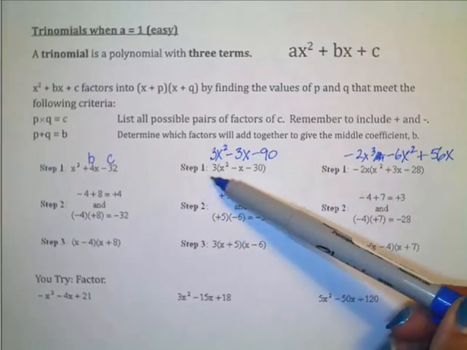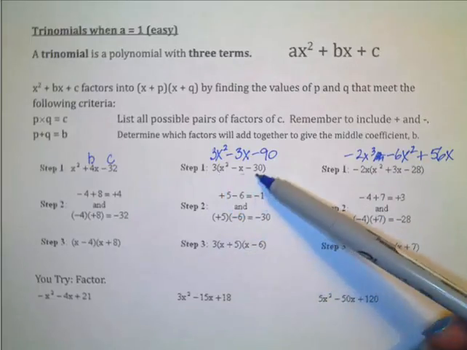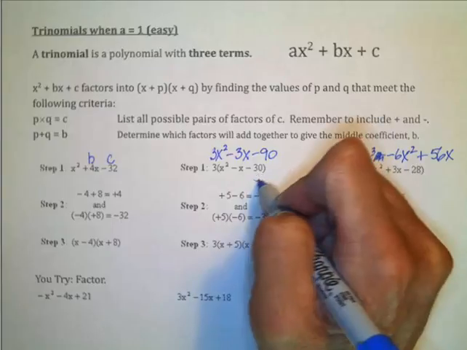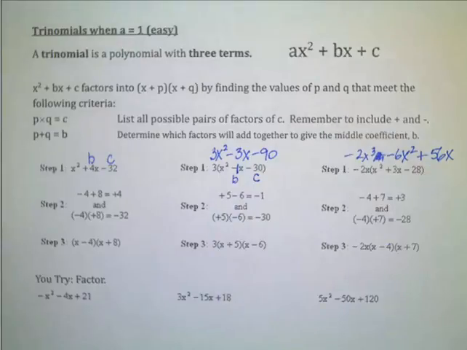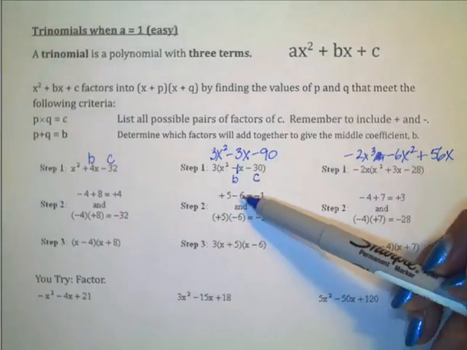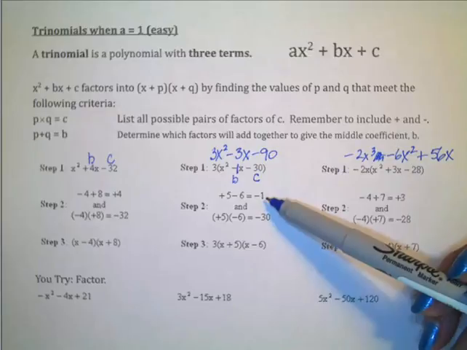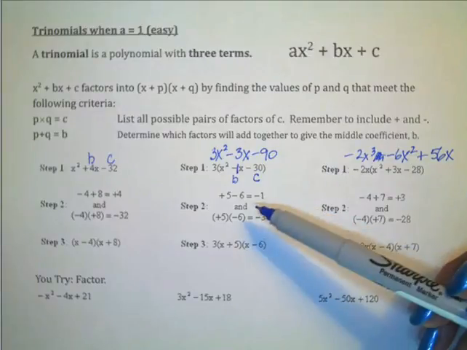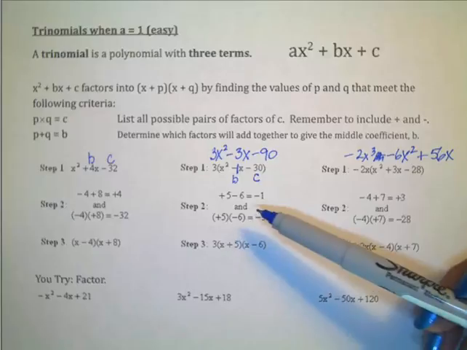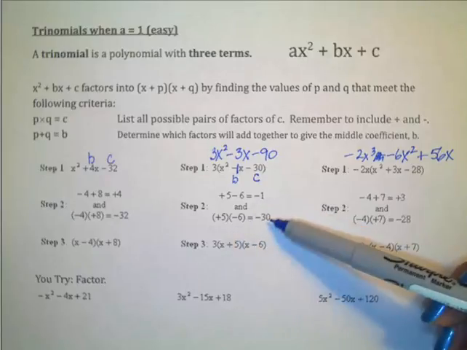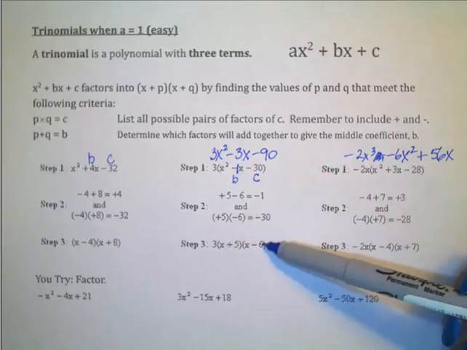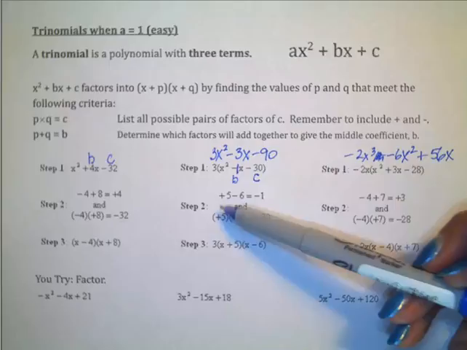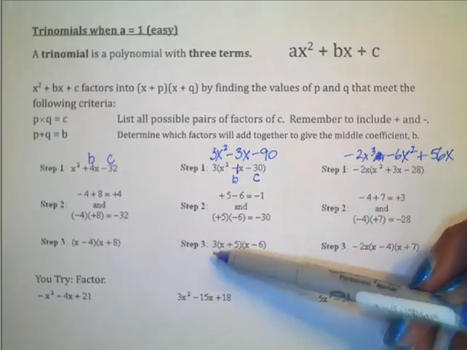In the next example, I wrote in the original problem. You have to take out that GCF first, always. Then I'm just looking at what's inside. So negative 30 is my c value, and negative 1 is my b value. So positive 5 and negative 6 combine to give you negative 1, and they multiply to give you negative 30. All right, so that was a positive 5 and a negative 6. X times x gives me the x squared, and I have to not forget to put that 3 in front.